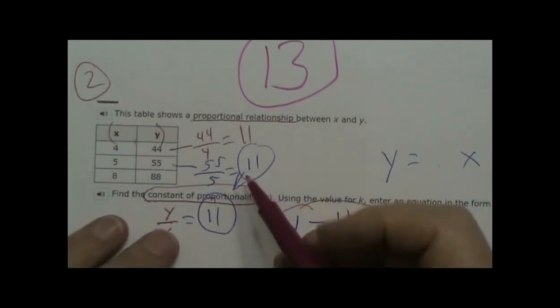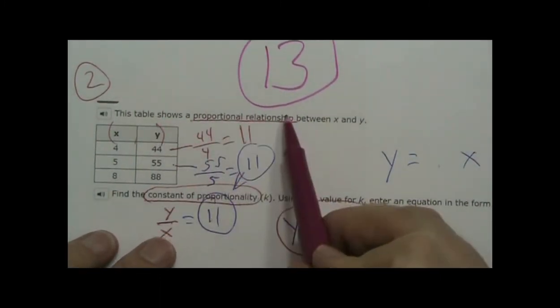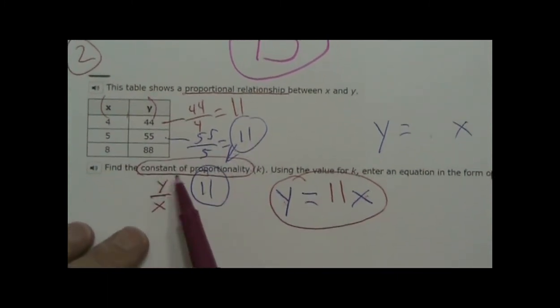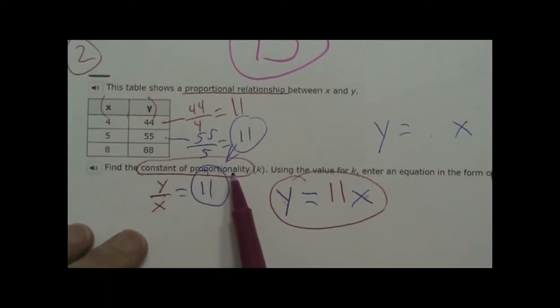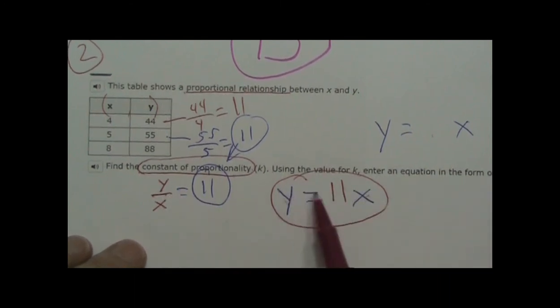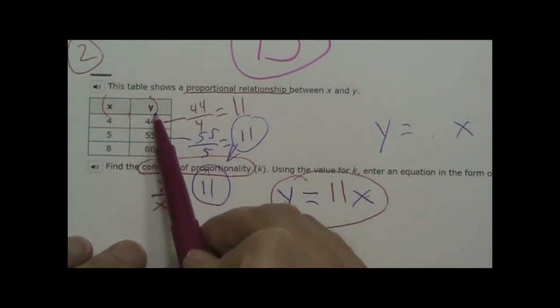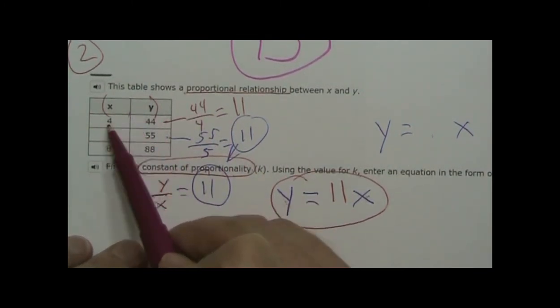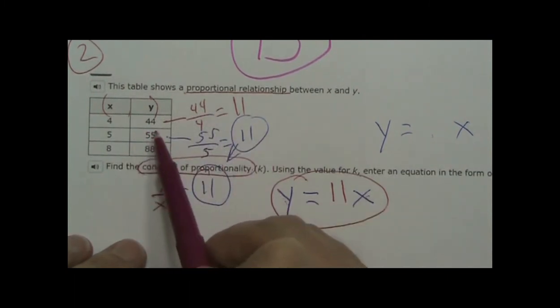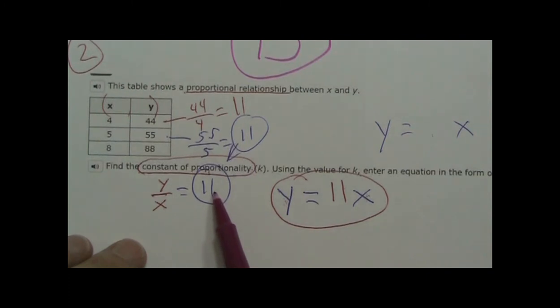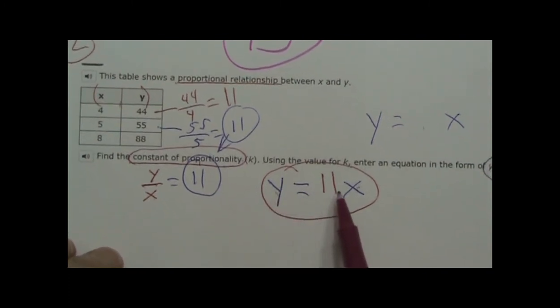Number 13, find the constant. Okay, it says it's proportional. That means every y over x is the same. It says find the constant of proportionality, which is y over x, and then write it in this form as an equation. Well, if I take a y over x, like this one, 44 over 4, that's 11. If I take this one, 55 over 5, that's 11. So the answer is y equals 11x. That's our final answer.